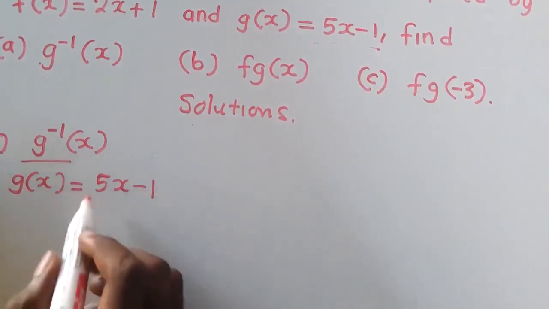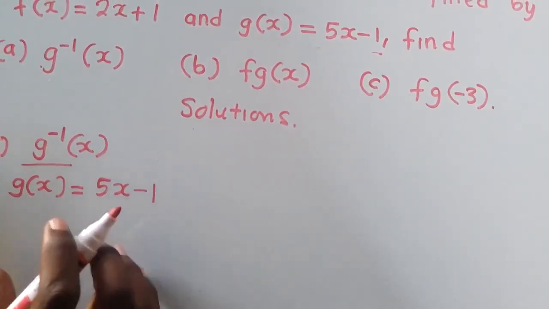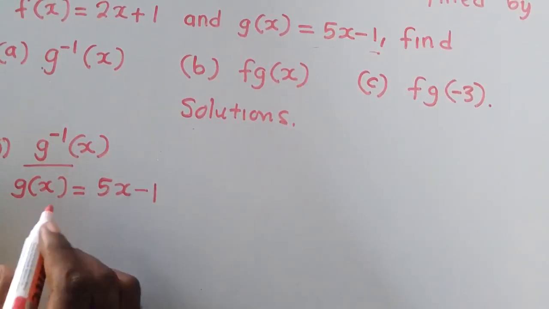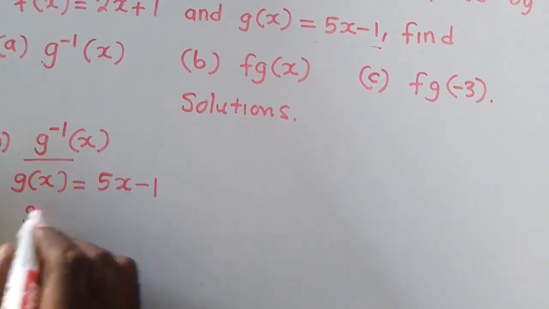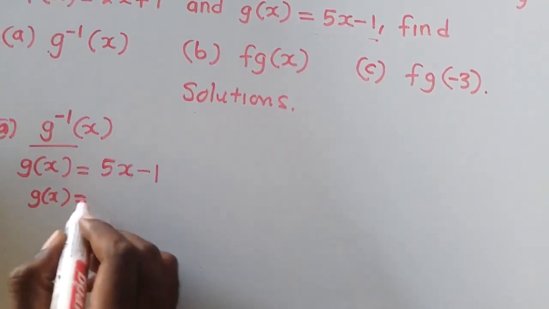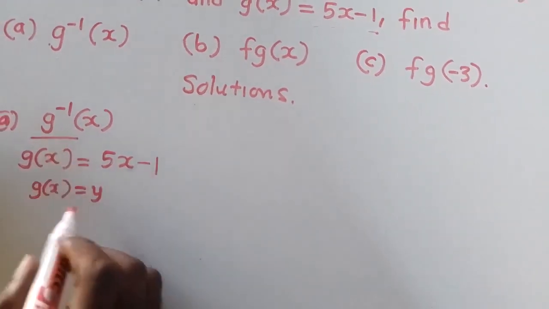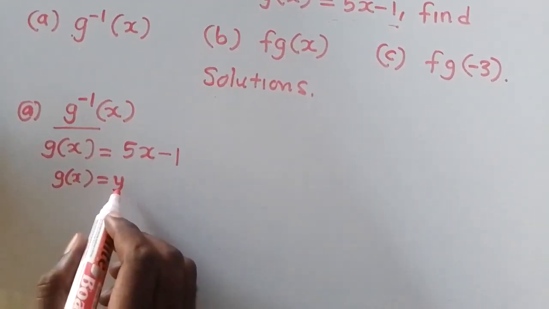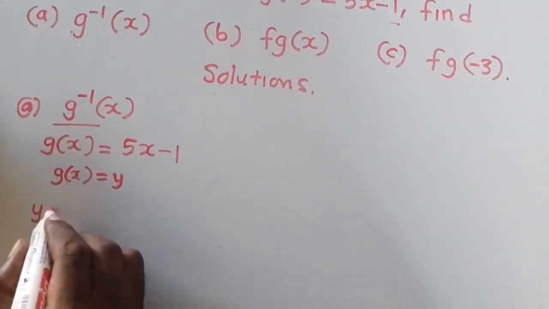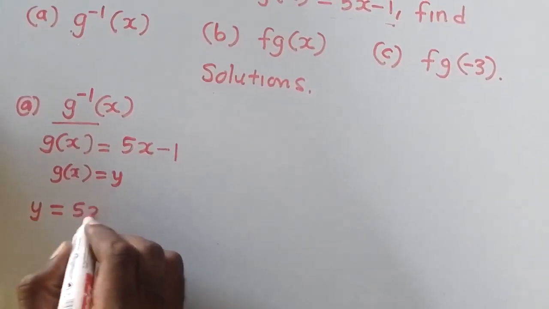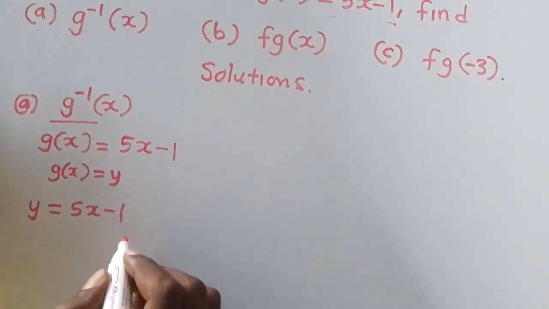How can we find the inverse of this? The second thing that you need to do is make sure that g of x is equal to y. In other words, where there is g of x, you substitute y. So we are going to form an equation which will be y is equal to 5x minus 1.